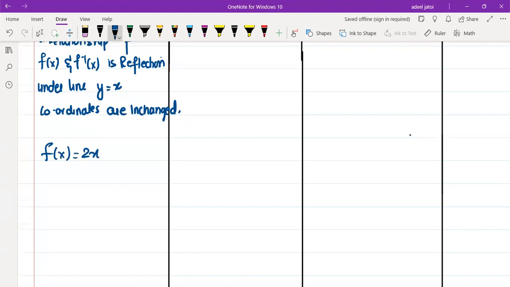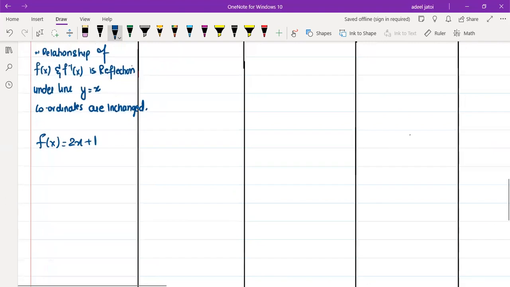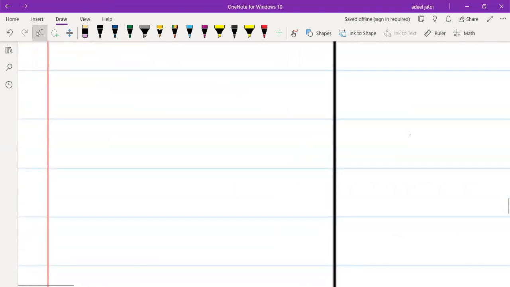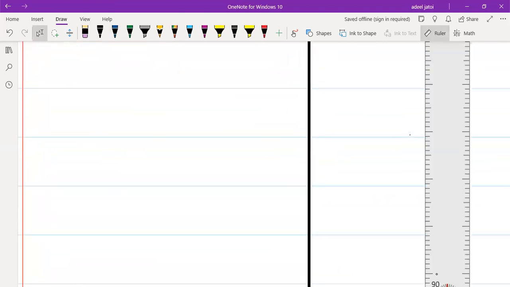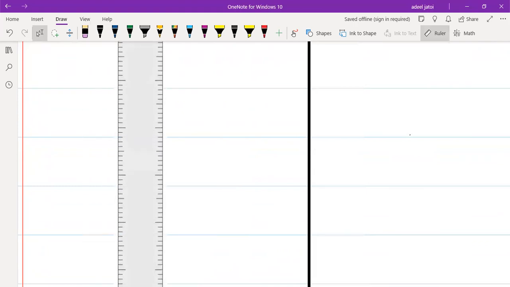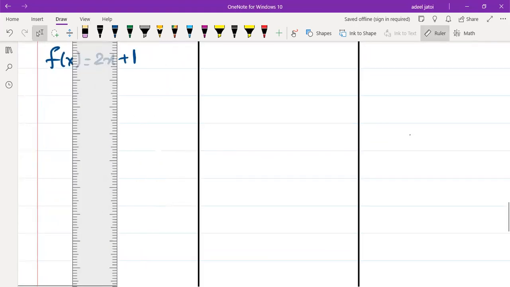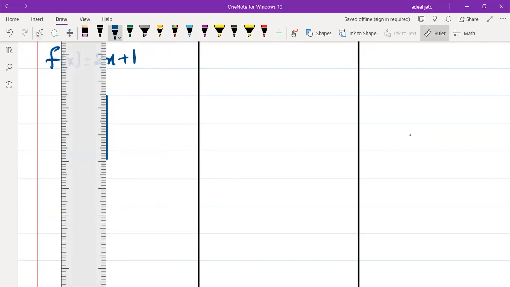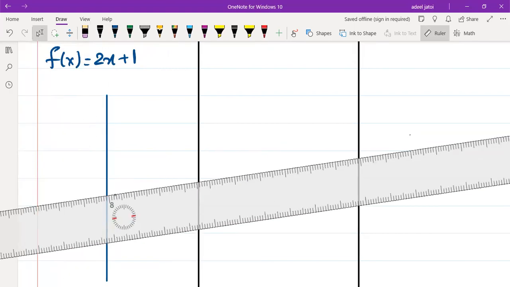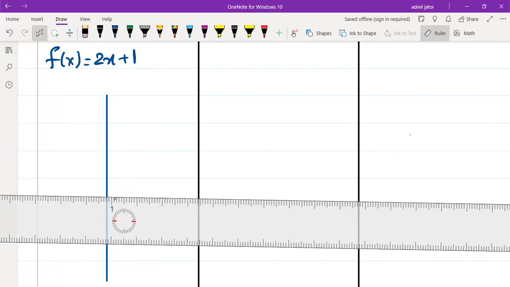Now, with this respect, if the question says that we have f(x) as 2x plus 1, and we have been given points, or we'll draw the curve. The graph might be given or you need to draw yourself. So let's just draw the graph.